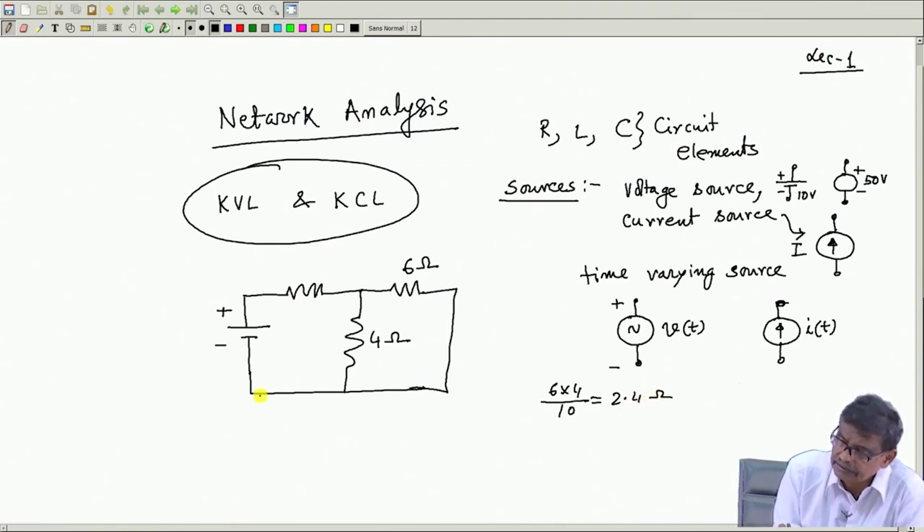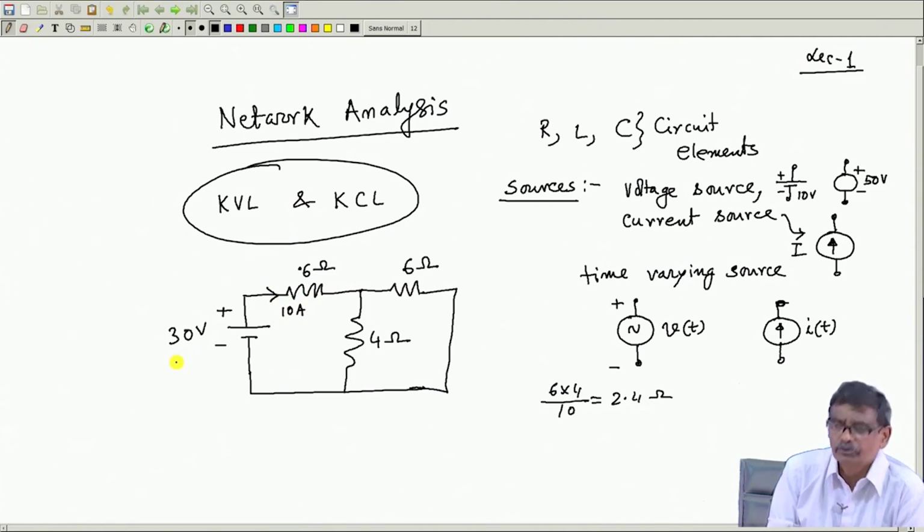Suppose this resistance is 0.6 ohm, and here is the 30 volt source. I have been asked to find out the currents. Now, in this circuit it is 2.4 plus 0.6, that is 3 ohm. So, the total current will be 10 ampere.